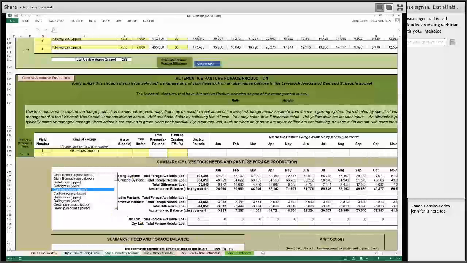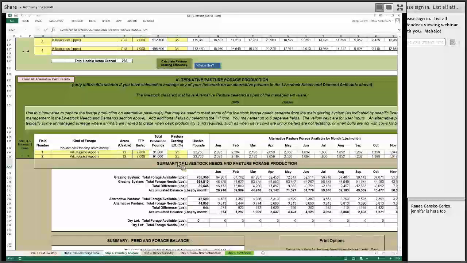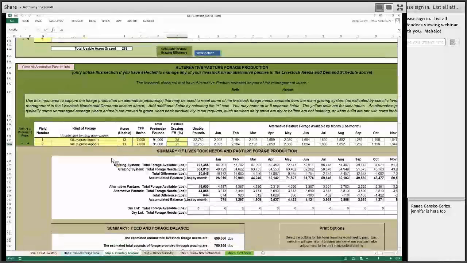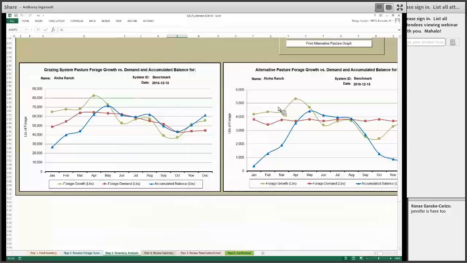Okay. And the acres, we had 27 acres up in the front there, so let's say they're each 13 acres. And we still got 7,000 pounds. And our grazing efficiency is not calculating for us, but we know when we had a single pasture rotation, we had 25%, so let's just be conservative there. Okay, so now we've got forage being generated, estimated for those acres with that production. Now our graph is working. Good.